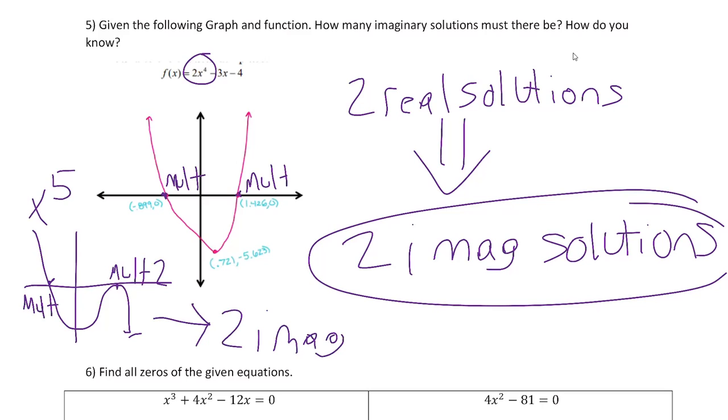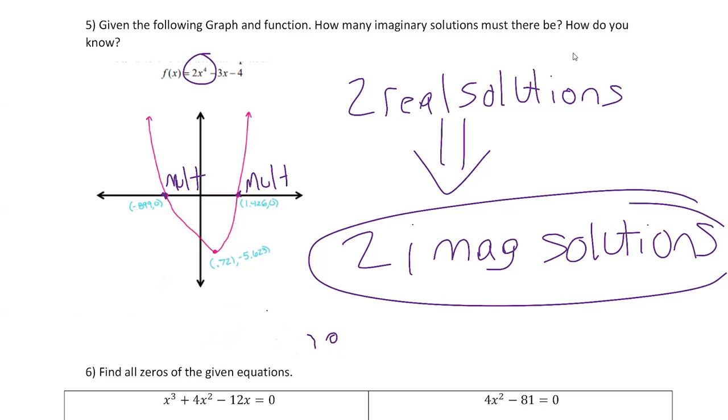One tip: imaginary solutions always come in pairs. That's a theorem I kind of skipped over a little bit this year, but you'll never just have a single imaginary solution. You'll always have 2, 4, 6, or 8, something like that. Just a heads up there. But that's it for a question like this.